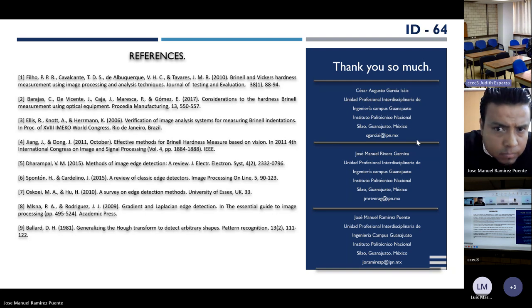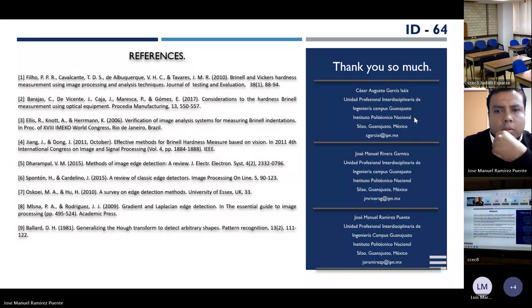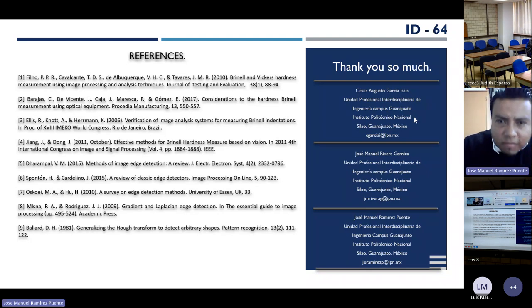Well, I have a question. When you are measuring this hardness coefficient of Brinell, you have two Ds in one of the formulas. What is the difference between them? I mean, capital D is the total diameter, that's right? Yes, it is the total diameter.